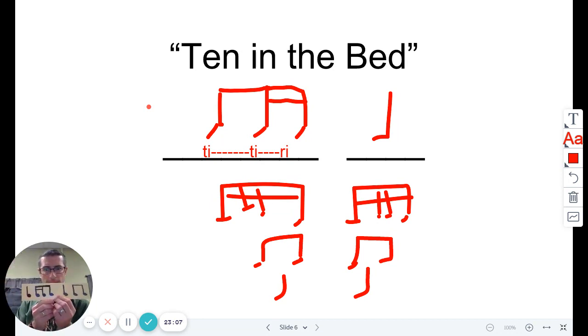How about this one? T-ti-ta, t-tiri, ta. Try that. Ready, go. T-ti-ta, t-tiri, ta. Try it again. That sounds good. Ready, go. T-ti-ta, t-tiri, ta. Oh, yeah. You got it. Awesome. Let's do one more.